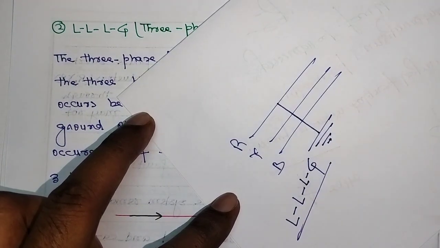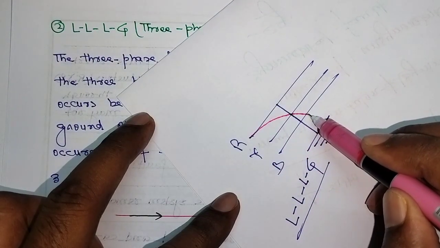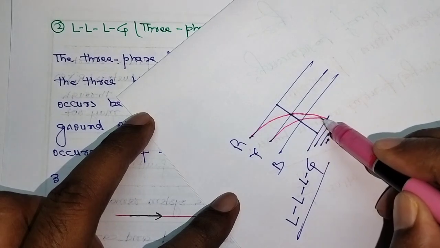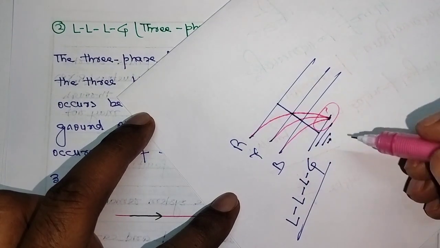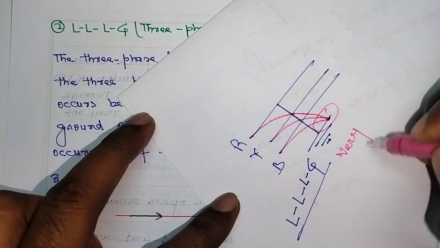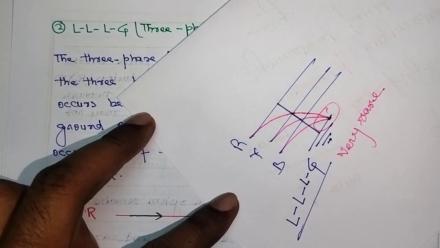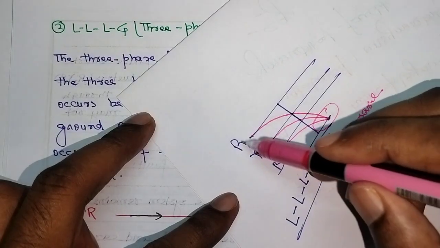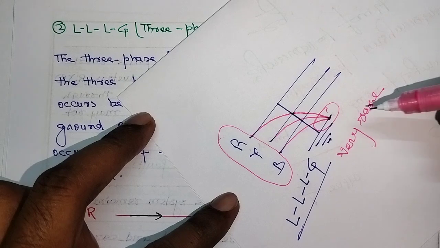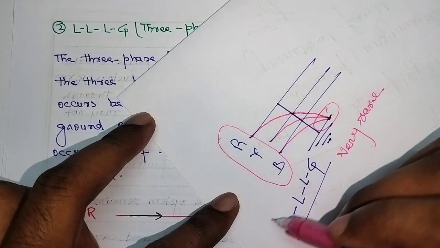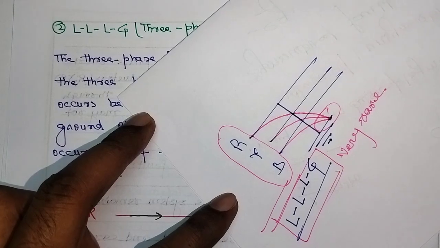So in this system, what is happening is that all three conductors are getting shorted and grounded also. Such a fault is very rare in nature. This type of fault occurs when all three conductors R, Y and B come in contact with the ground simultaneously. Such a fault is called the line to line ground fault.